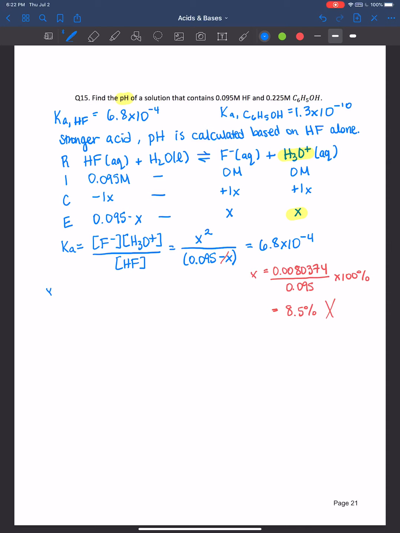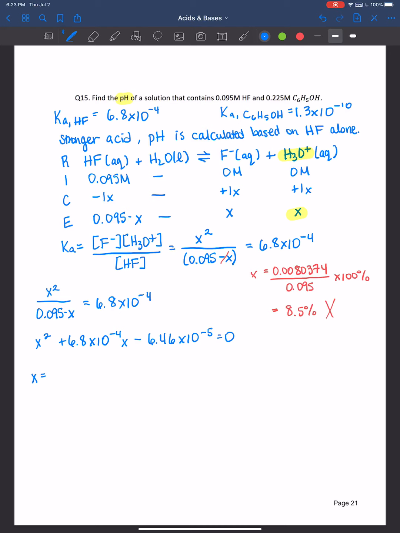And so I'm going to write this down again. x squared over 0.095 minus x is equal to 6.8 times 10 to the negative fourth. Make sure you get comfortable converting this equation into the quadratic form of ax squared plus bx plus c is equal to 0. And when you do, you should get x squared plus 6.8 times 10 to the negative fourth x minus 6.46 times 10 to the negative fifth is equal to 0. And then that way you can solve for x.